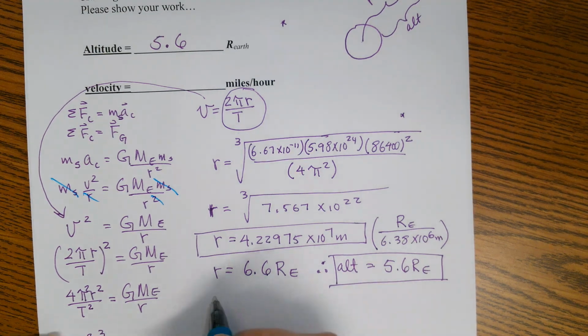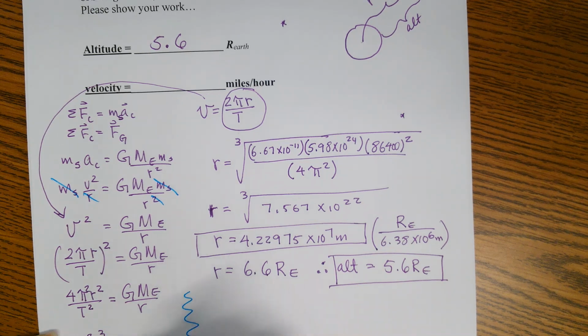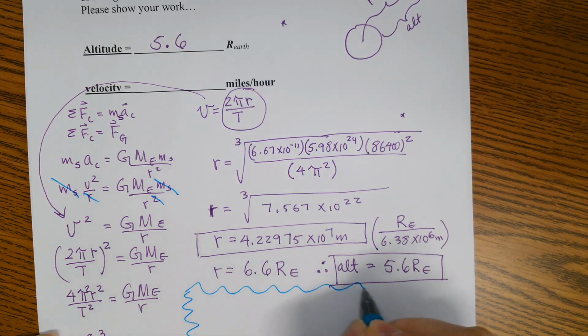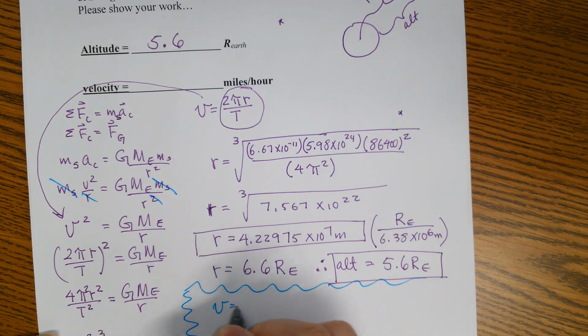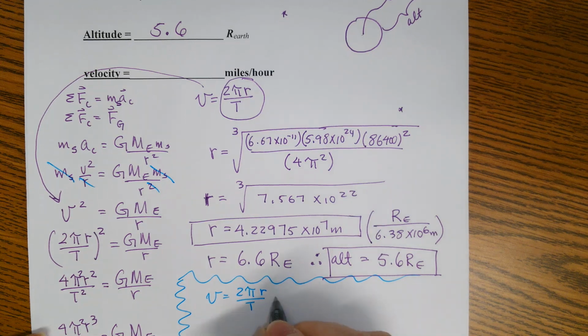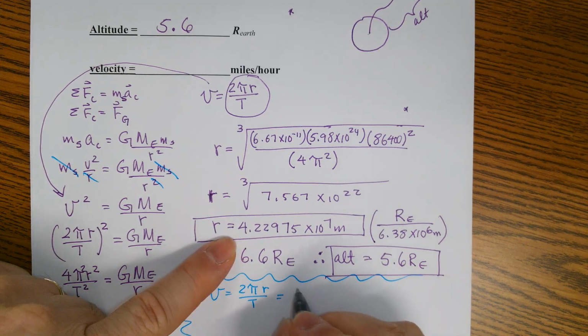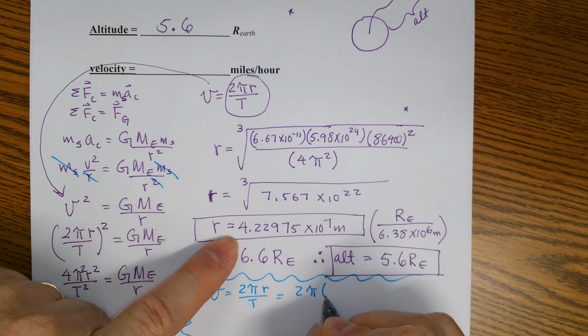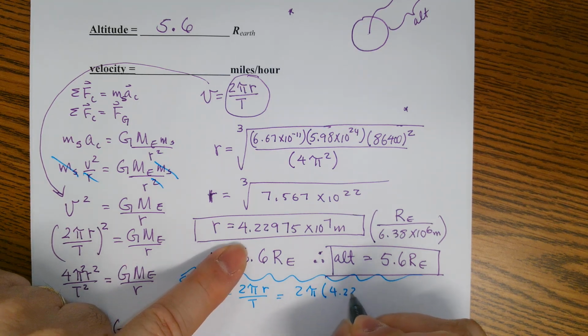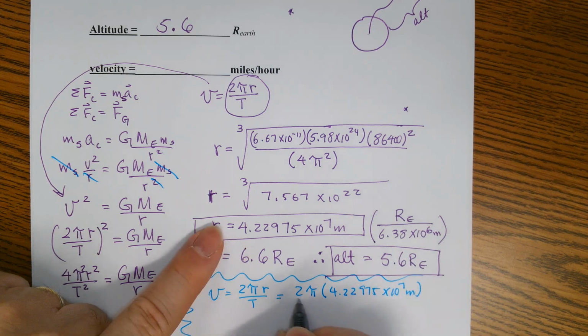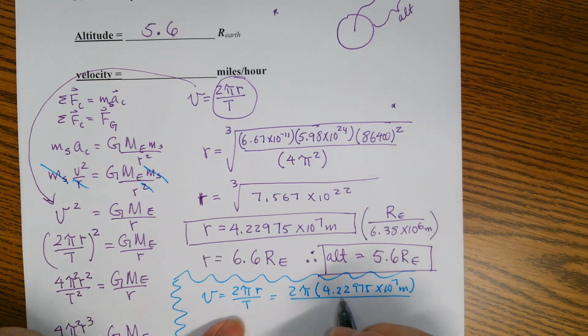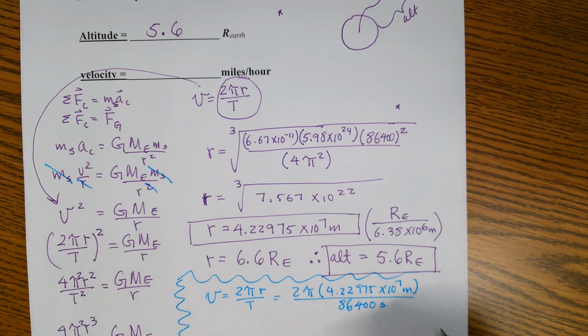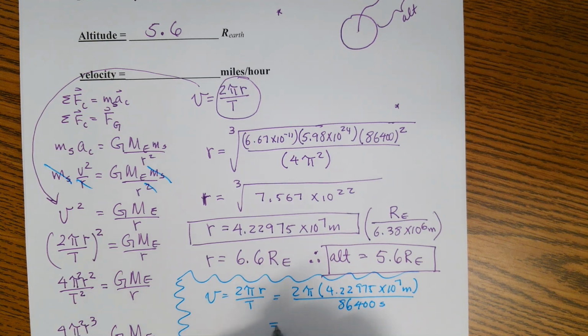Well, what would the speed be? What would the velocity be? Well, velocity, we already know what that is. V is equal to 2 pi r over the period T. We know what r is. We just figured it out. So we said 2 pi times r, which is 4.22975 times 10 to the 7th meters, whole thing over period T, which is 86,400 seconds.